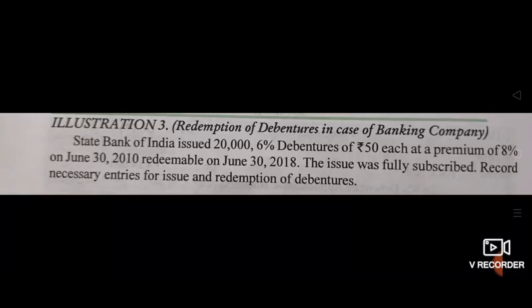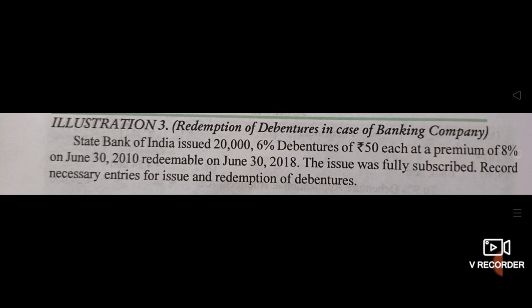Now today's next problem. It is regarding redemption of debentures in case of a banking company. See the problem. State Bank of India issued 20,000 6% debentures of rupees 50 each at a premium of 8% on June 30th, 2010, redeemable on 30th June 2018. The issue was fully subscribed. Record necessary entries for issue and redemption of debentures.